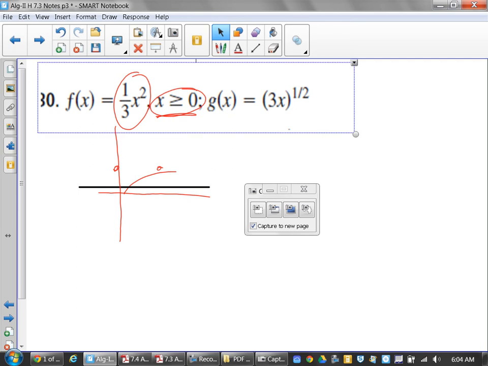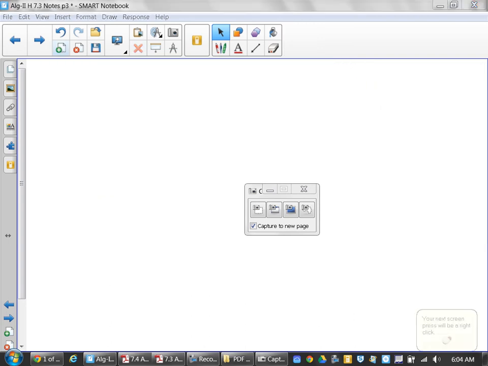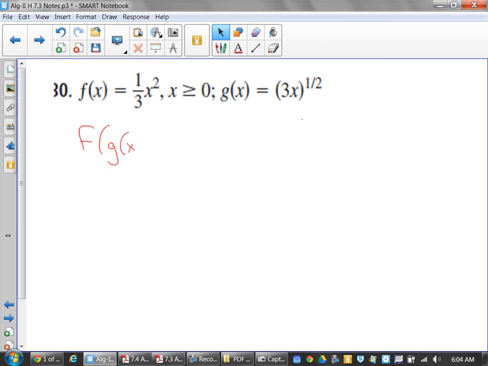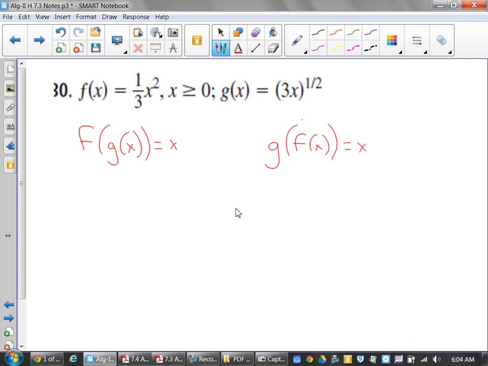So let's get back to this one. Remember to check if they're inverses. Is f of g of x equal to x? And is g of f of x also equal to x? So we write down the g equation, and I'm going to surround it with the x equation.